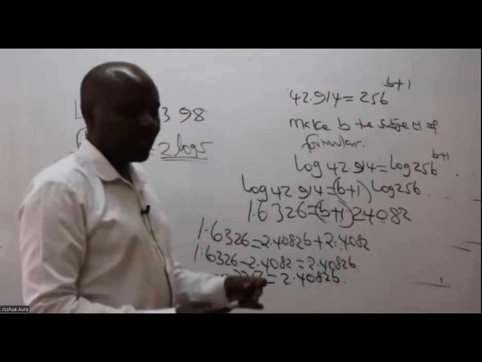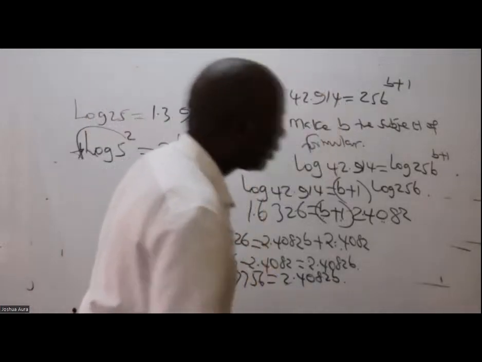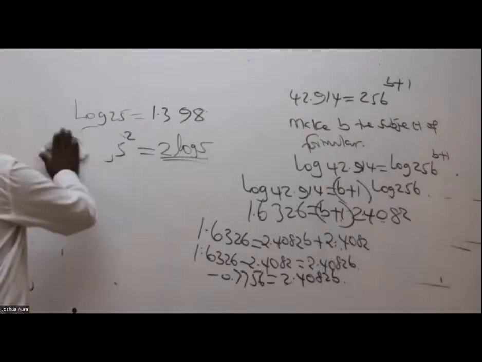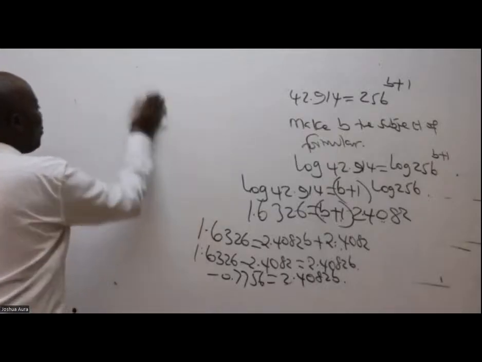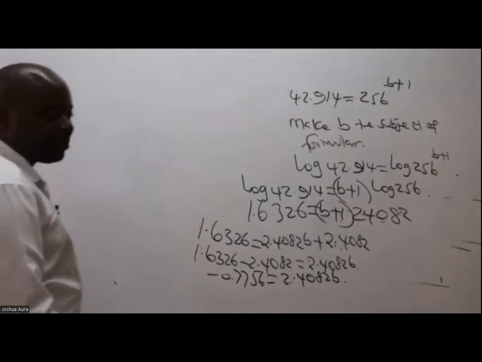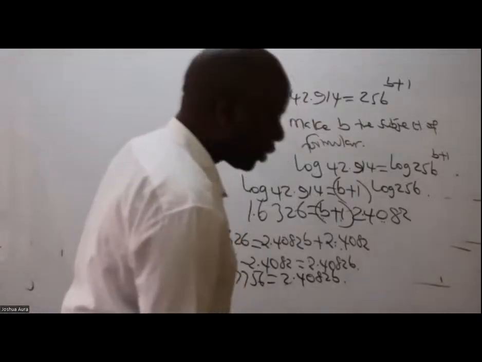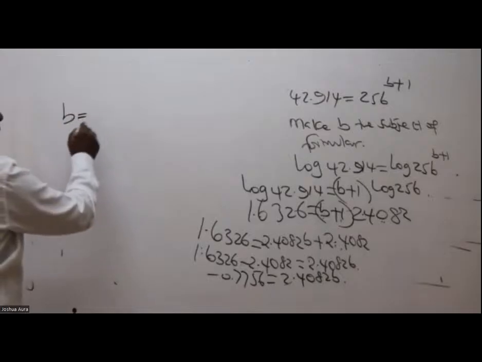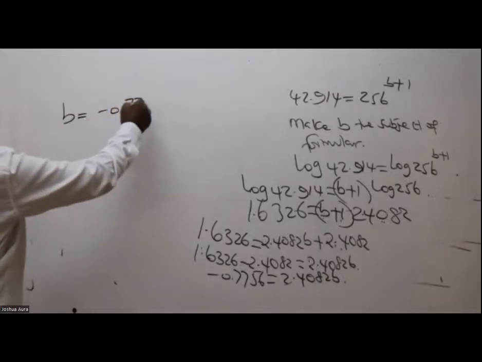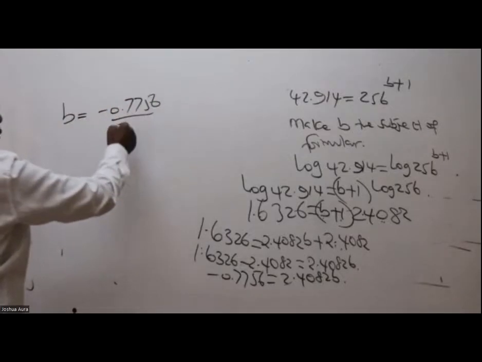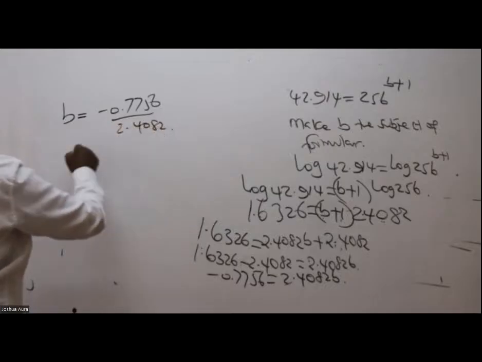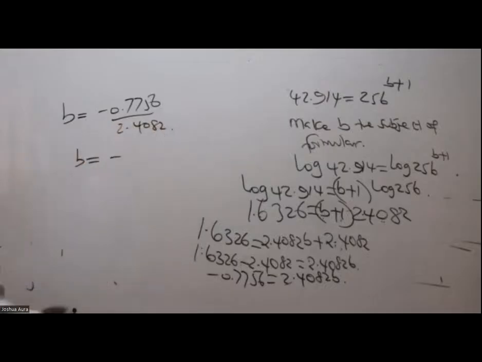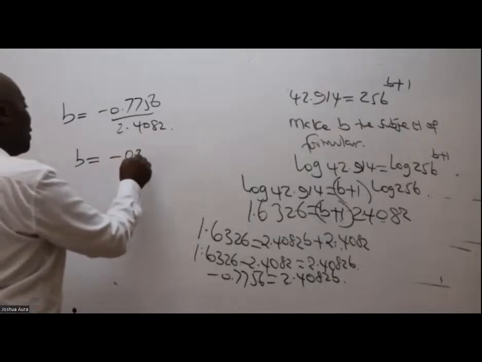Minus 0.7756 equals 2.4082b, implying that b will be equal to something nice. Implying that b will be equal to minus 0.7756 over 2.4082, which in this case, from what Helen and the colleagues gave me, will end up giving us minus 0.322.